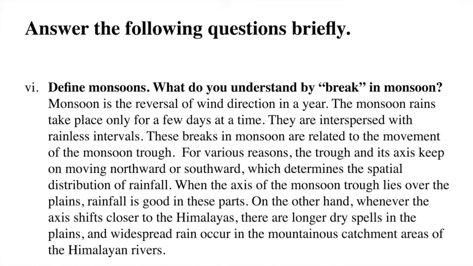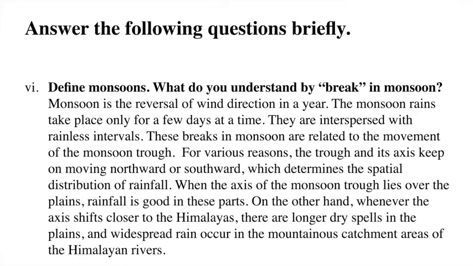Next question is, define monsoons. What do you understand by break in monsoon? We know monsoon is the seasonal reversal of wind in a year. That is the Arabic word coined by the Arabs. The word is monsoon, that means seasonal reversal of wind in a year. That is called monsoon. Monsoon rains usually start in the first week of June. It arrives in the southern tip of peninsular India at Tirunelveli in the first June.